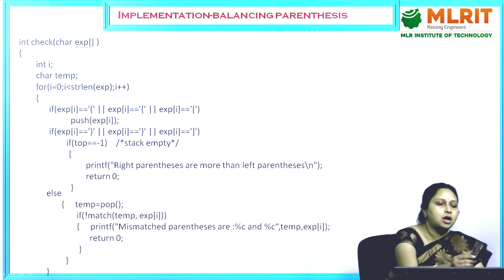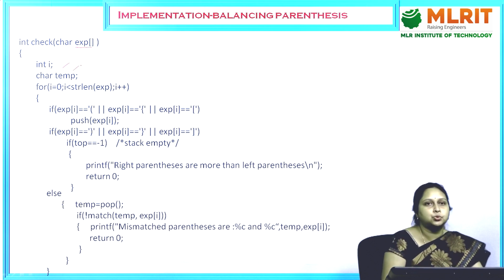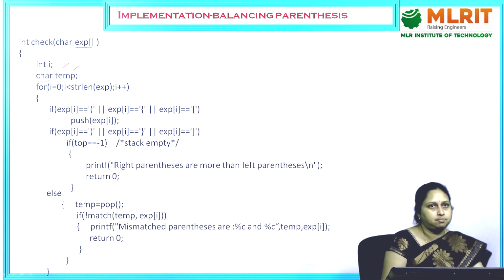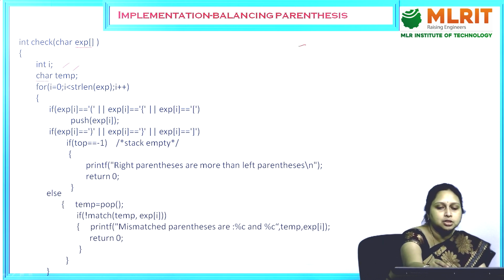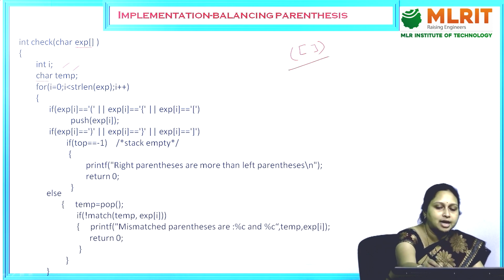Now we are declaring some variables for iterating purpose. I is for iterating, and a temporary variable is for storing the popped element from the stack. That's why we are giving its data type as character type. Now I have taken a simple expression: curved parenthesis, square parenthesis, curved closed parenthesis, square closed parenthesis, and curved parenthesis. This is the expression which I have read.